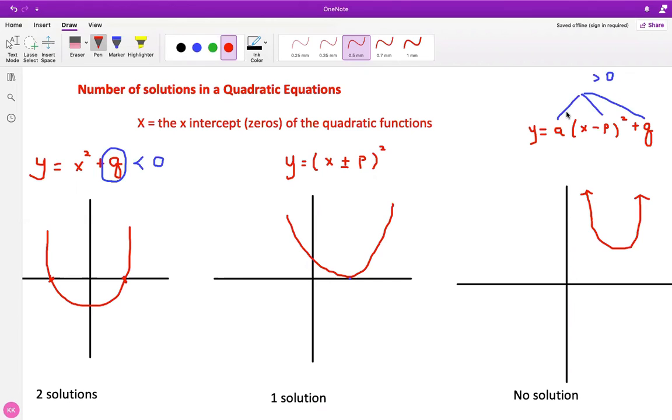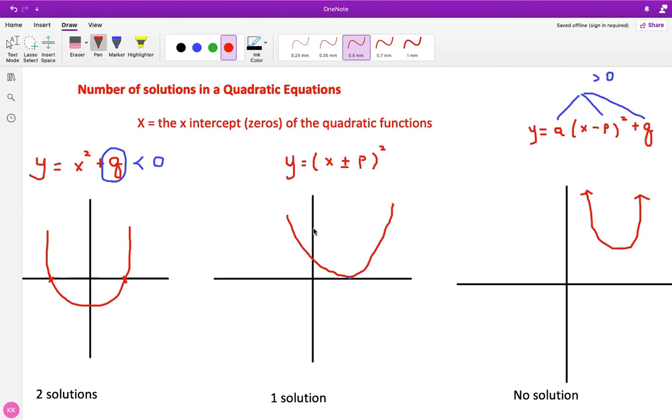Next I want to cover how to identify the number of solutions in quadratic equations. Remember how we solve for x graphically: x is the x-intercept of the quadratic function. I have given you 3 situations here. The first is y equals x squared plus q, and I assume that q is less than 0. When q is less than 0, the x squared function shifts downwards q units, and the x-axis will hit the quadratic function twice. So we expect to get 2 solutions when q is less than 0.